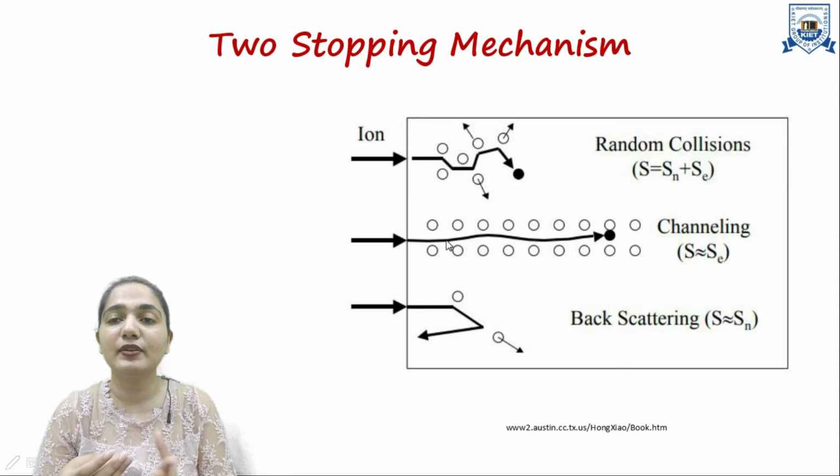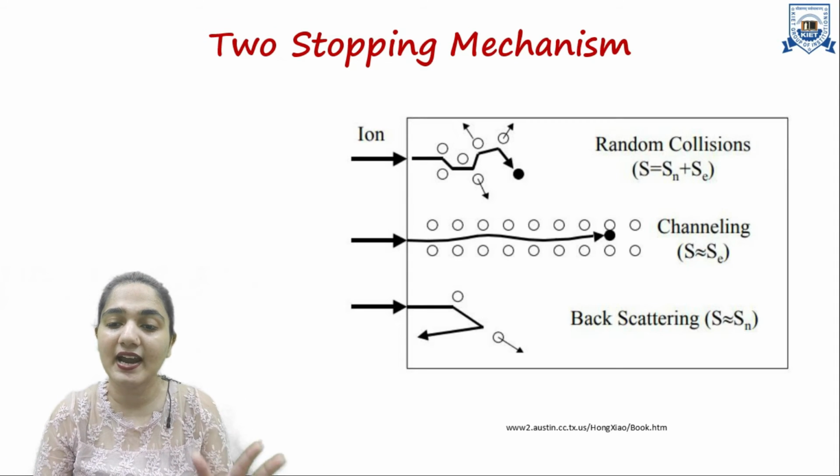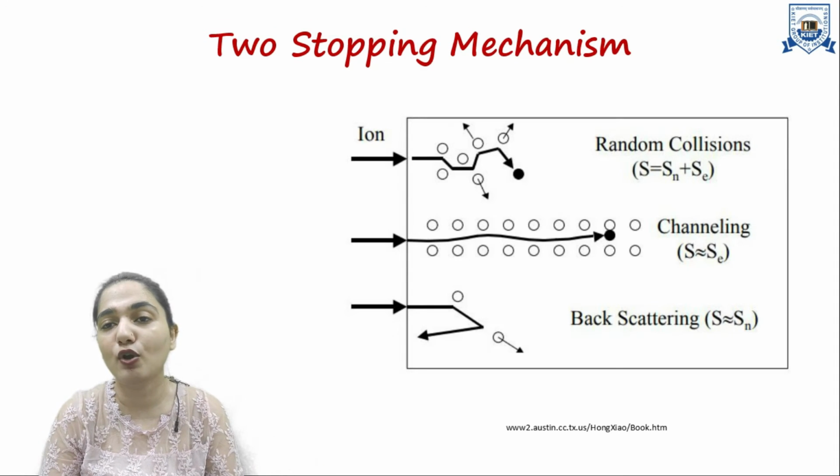Mostly it is colliding with the electrons. When it is mostly colliding with the electrons, the path will not be changed. It is not encountering any nuclei in this process, and it will be going deep inside the substrate. So this is the channeling.